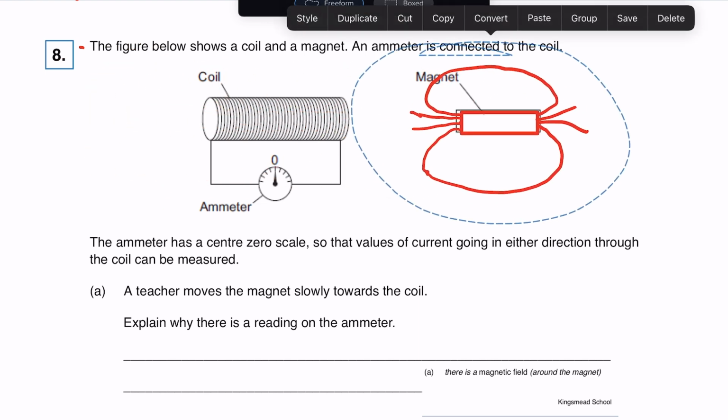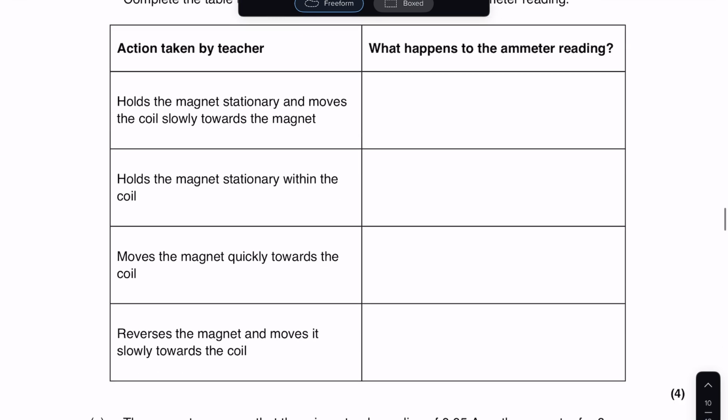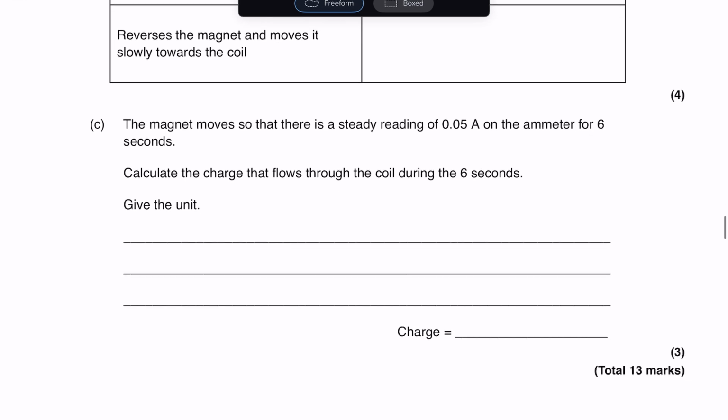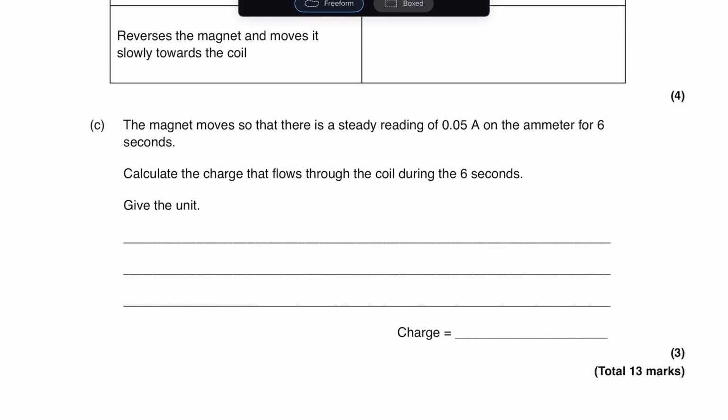If we move the magnet quicker, we get more energy, or more induced current, is what we need to say. And then if we reverse the magnet and move it slowly towards the coil, we're going to get the same induced potential difference as at the start, but in the other direction. And then finally, the magnet moves so that there is a steady reading of 0.05 amps. There's my current for 6 seconds. So my time is 6 seconds.